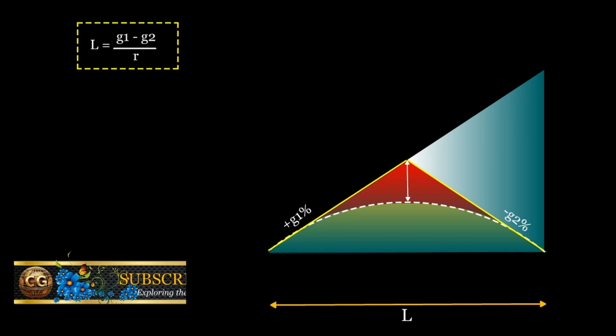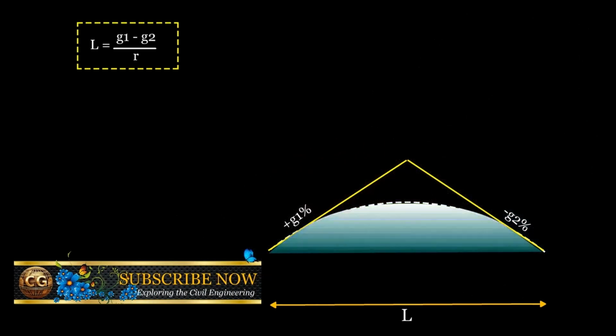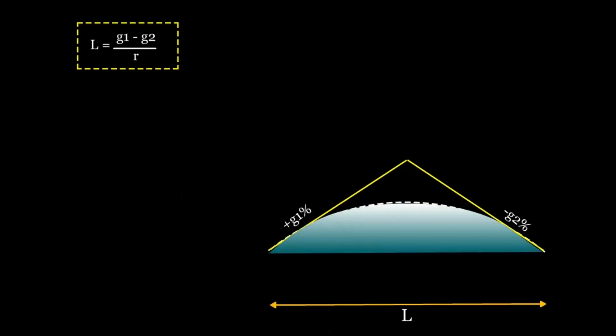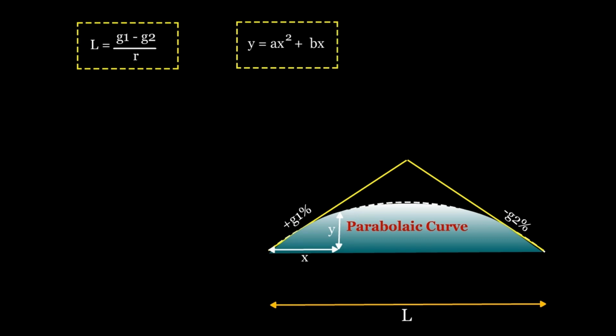Constants used in vertical curves. Vertical curves can be designed using either circular curves or parabolic curves. However, parabolic curves are preferred because they provide a uniform rate of change of grade, ensuring a smoother transition. Recalling from mathematics, the general equation of a parabola with a vertical axis is y equals ax squared plus bx.